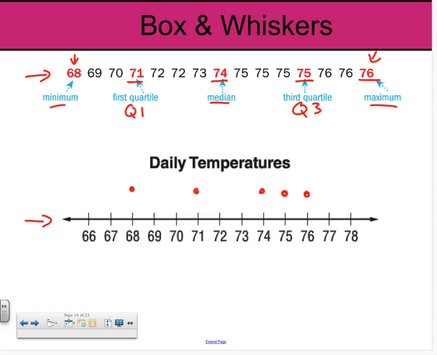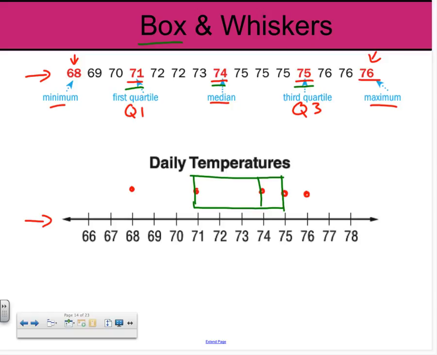Now we need to create our box and whiskers. So the first thing we're going to do is create the box. And we're going to create a box around the first quartile and the third quartile. So if I draw a line through the first quartile and through the third quartile, and then create a box like so. So there's my box. And what I can also do is draw a line through the median.